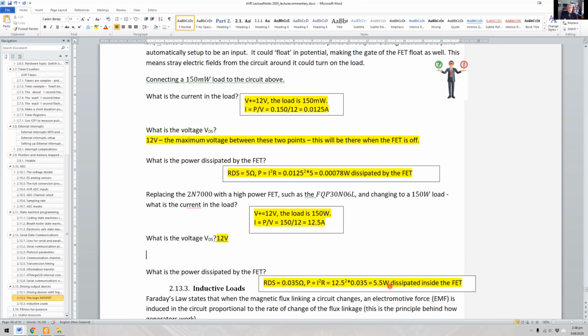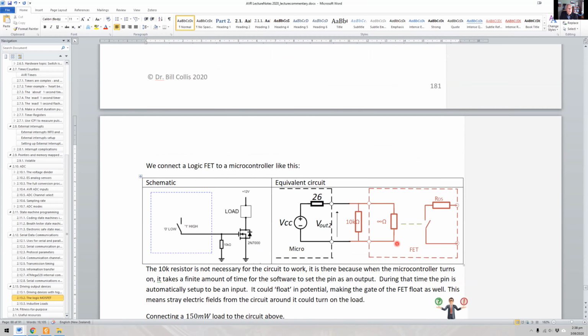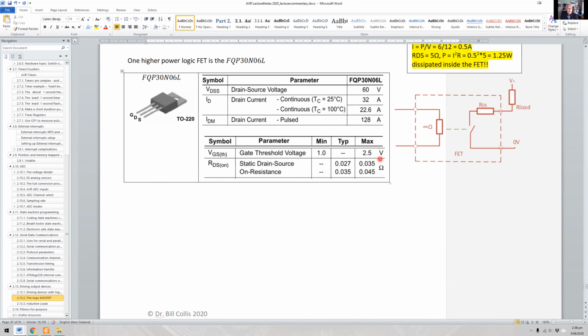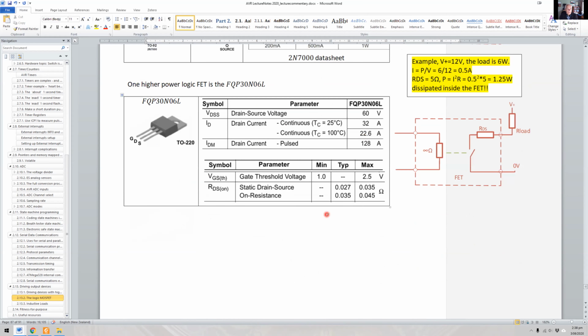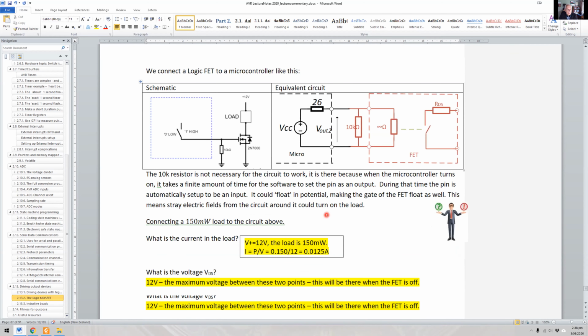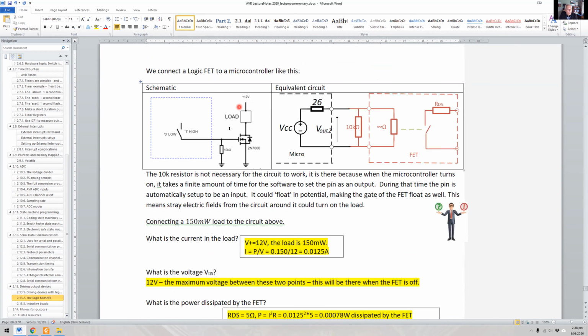So that's well within its rating. It can handle 32 amps continuously. It doesn't give us a power rating, it gives us an ampere rating. And up here, we don't get an ampere rating. Well, we do get an ampere rating of 200 milliamps, but we get this dissipated power, which we're not allowed to exceed. So this is how we would connect a high power load to the microcontroller.